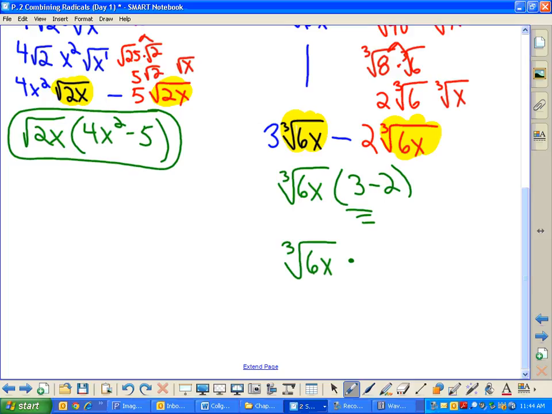So you could multiply this by 1 if you wanted to. The big kids are just going to write their final answer as the cube root of 6x for that problem. So do you see how the parentheses simplified there? So I had to go a little bit further.